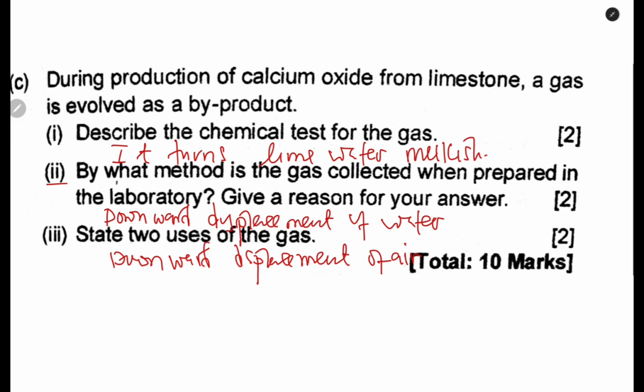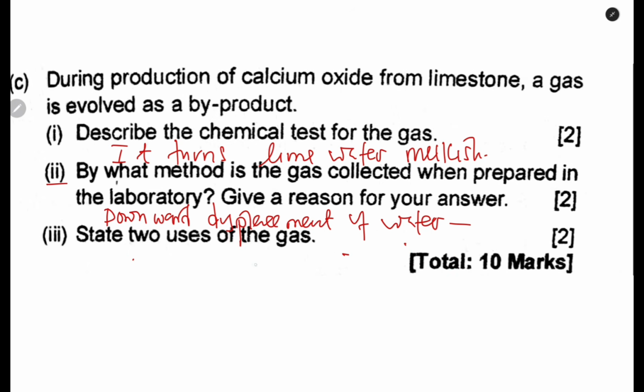Did I say downward displacement of air? That is upward, please. So upward displacement of air, and also downward displacement of water. And this is because it is slightly soluble in water, and it is collected by upward displacement of air because it is denser than air. These two methods. Then state 2 uses of the gas.